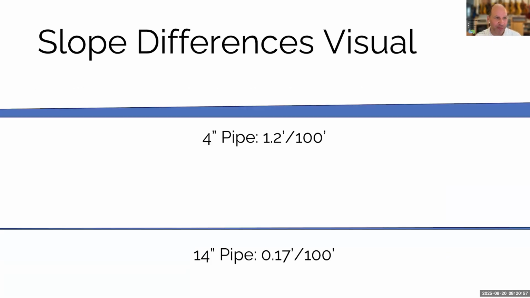So just to give you a visual of it, the bottom line in each of these diagrams is perfectly horizontal, and these are to scale. You can see for a 4-inch pipe, the slope's actually visible if you were to look at it from the side. That's a 1.2 foot drop over 100 feet, whereas on the 14-inch pipe, that 0.17 is visible, but just barely. You might not even be able to see it if you looked in a trench, but that's what we use measuring equipment for.